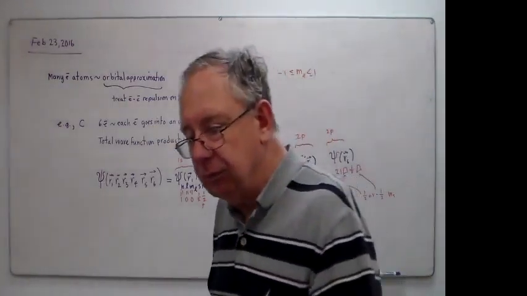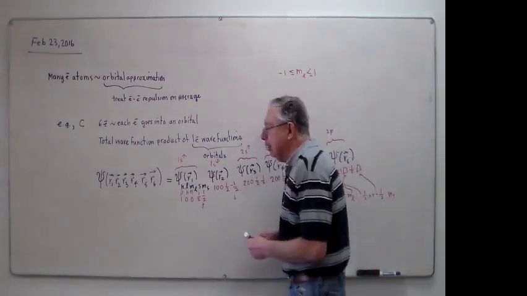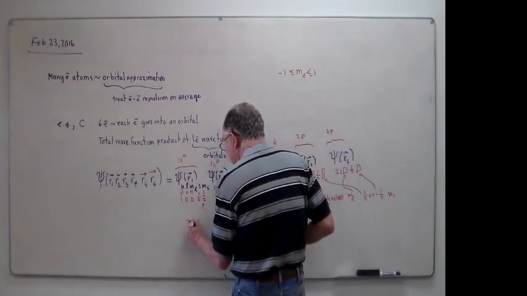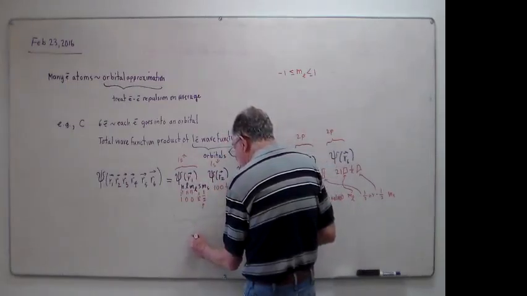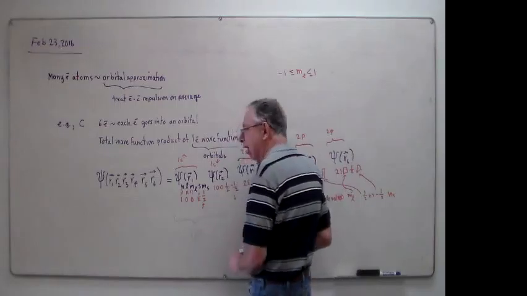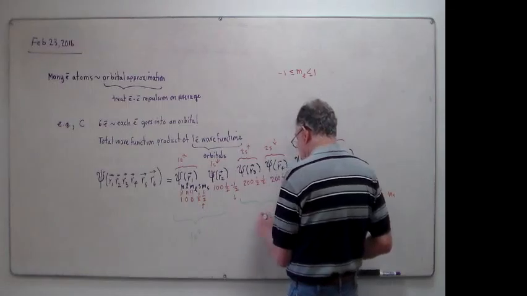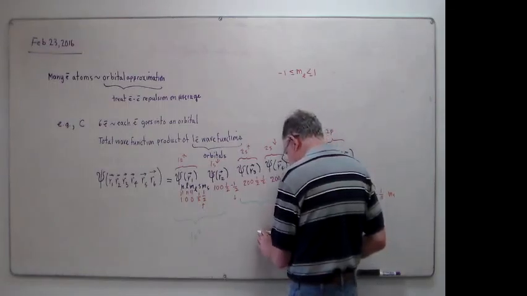Okay? Now, what shorthand notation have we learned for all of this? This taken together is just 1s2, right? These two taken together are 2s2.